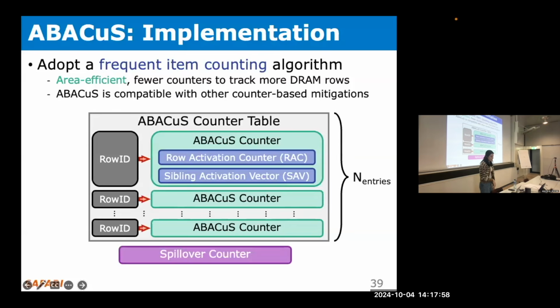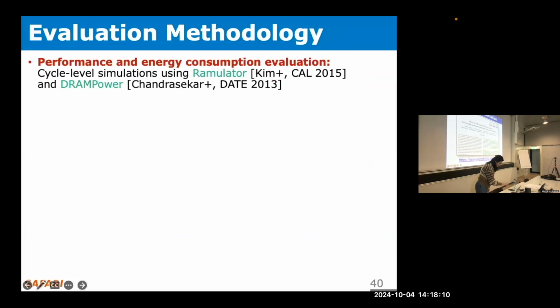And our implementation of Abacus leverages one prior work, namely Graphene's activation count tracking mechanism. And for more details on how we implemented this Abacus, please check the paper. So let's move on to the evaluation.